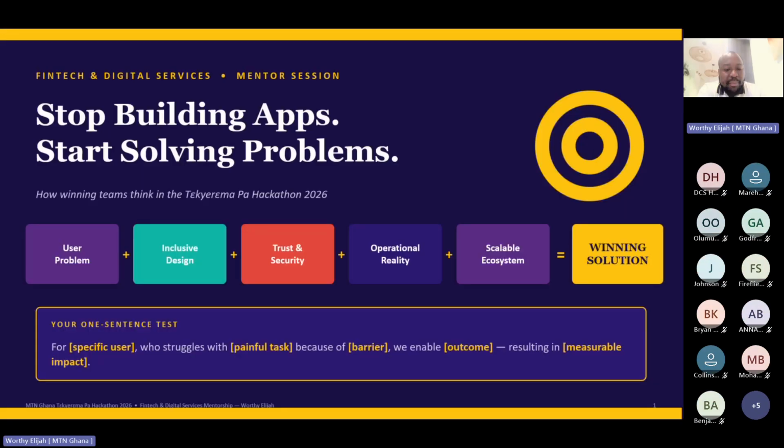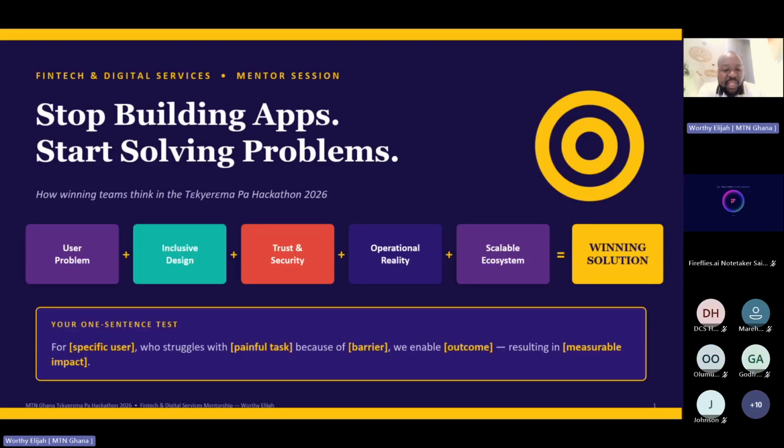...who struggles with the painful task of Momo payment because he has an issue. Because of this issue, we enabled this technology, resulting in him being able to do A, B, and C. So I want you to pay attention to this first slide.